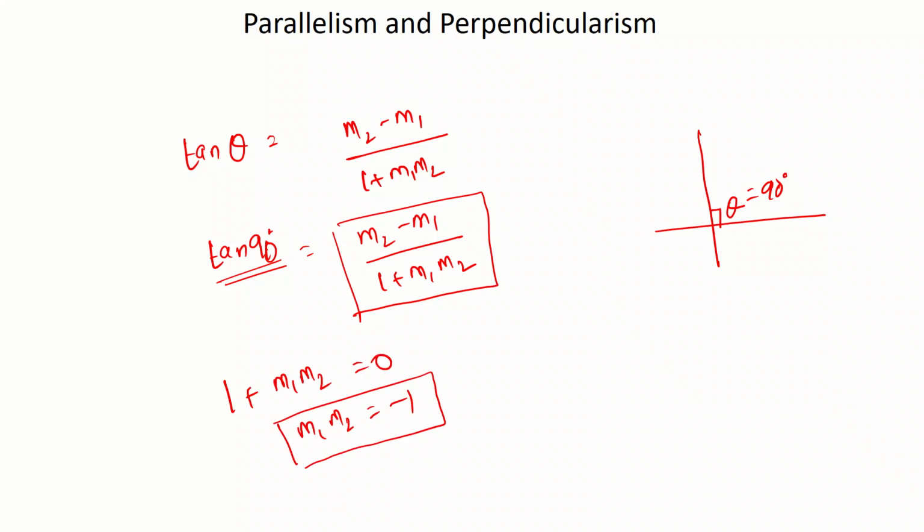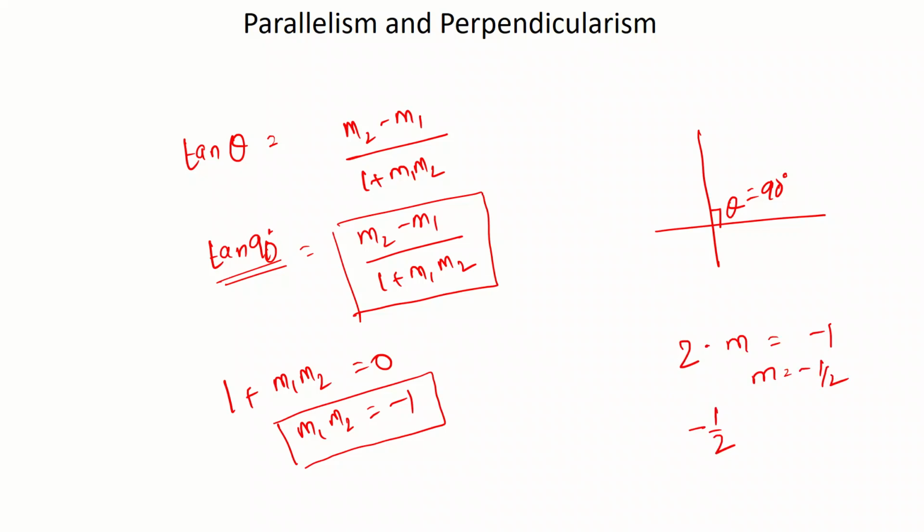Suppose I tell you that there is a line whose slope is 2, then some other line that is perpendicular to this line will have a slope of minus 1 by 2, because I want some straight line such that these two slopes multiply to minus 1, so I get the slope for the other line to be minus half. So the simple funda is this shortcut, I am telling you because you'll be using it very often.